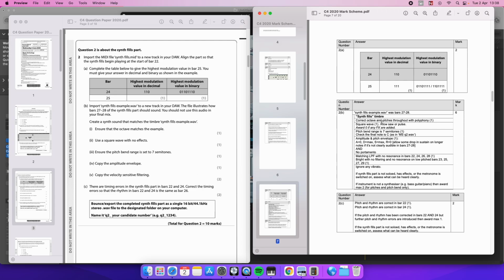So synth fills timbre, correct octave and pitches. We got the right octave, square wave, allow saw or pulse, zero if any effects are added. Pitch bend range of 7 semitones. We did that. Amplitude and pitch envelope. Yeah, that sounded fine. No portamento. Matching low pass filter with no resonance in bars. I tried to add a little bit of resonance on the retro synth just to give it a bit of a crunch, but it didn't really help.